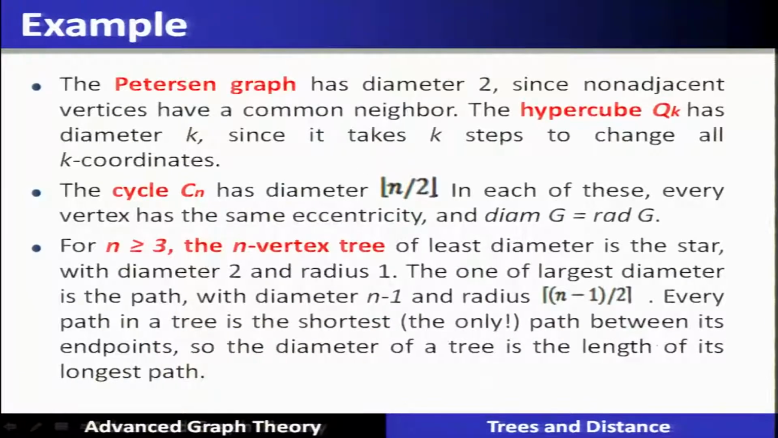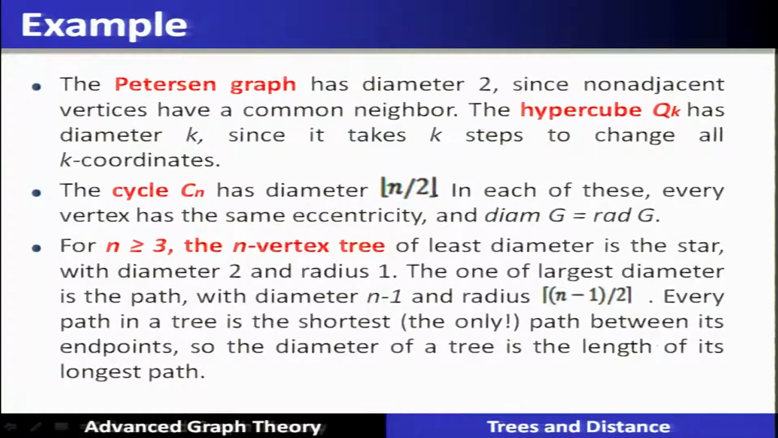The Petersen graph has diameter 2, since non-adjacent vertices have a common neighbor. The hypercube Q_k has diameter k, since it takes k steps to change all k coordinates. The cycle C_n has diameter n by 2, that is, floor of n over 2. In each of these, every vertex has the same eccentricity, so the diameter of G equals the radius. For n at least 3, the n-vertex tree of least diameter is the star, with diameter 2 and radius 1.